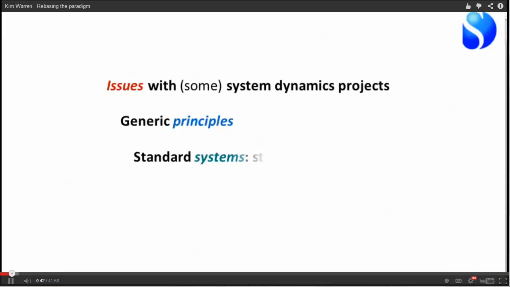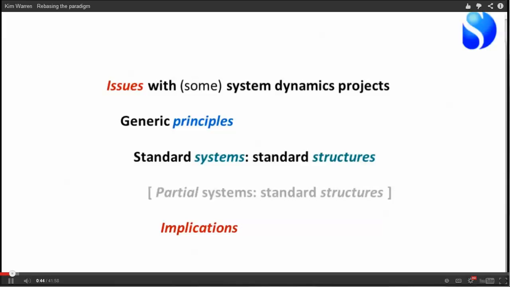Now, what I'm going to cover is bringing up some issues about the way in which some system dynamics projects appear to be carried out. And from those issues, just go back and think about the general principles that lie behind what we do. And where that gets us to is the possibility that there are standard systems with standard structures out there. I do most of my work in the corporate business field, so I keep on coming across the same kinds of structures in lots of different situations.